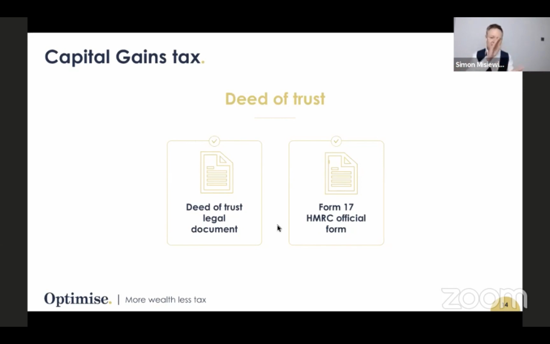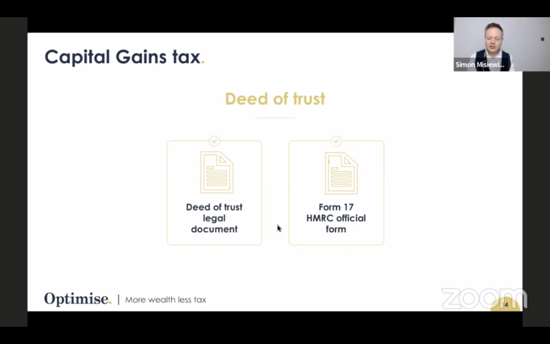So you're going to have to take the deed of trust, which is the legal document which says it's 50-50 previously, and now it's going to be a different percentage. And you'll need a Form 17 over the top of that, which then both copies need to be sent to HMRC within 60 days. 60 days, by the way. So that's one thing you need to think about when creating a deed of trust.